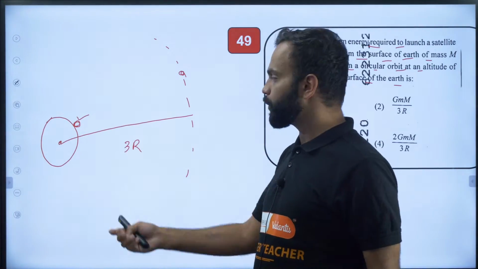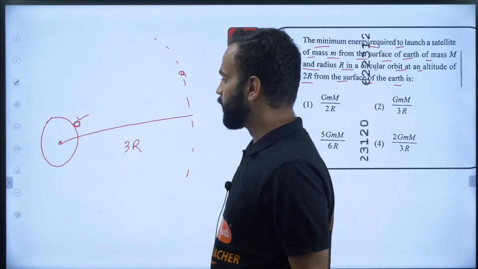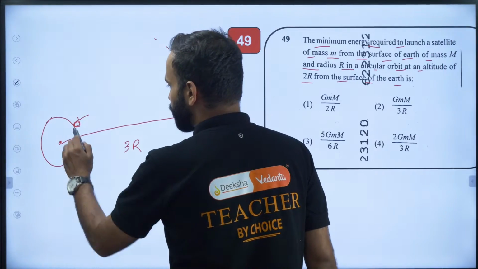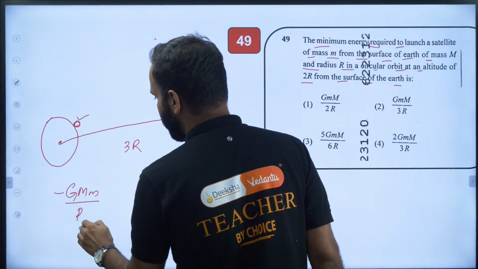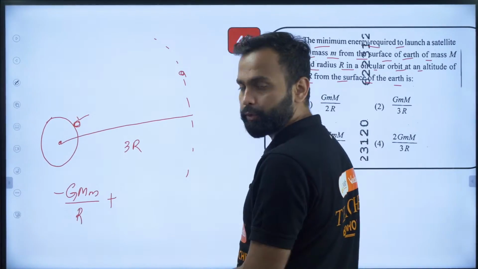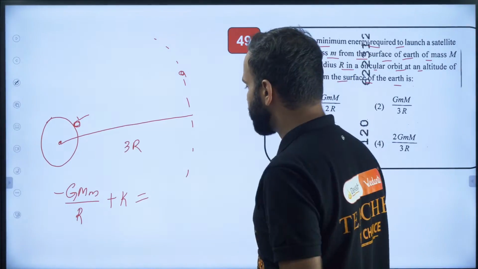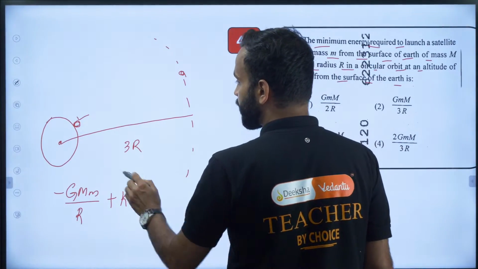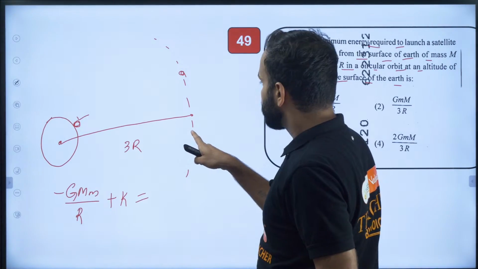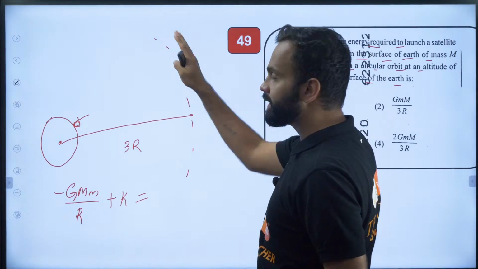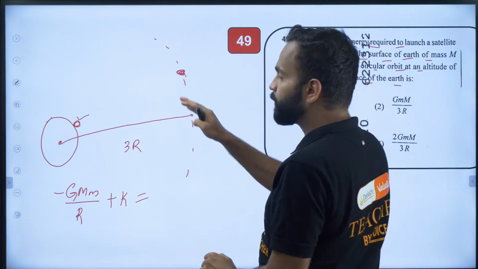So apply the conservation of energy theorem. So the energy of the satellite when it is on the surface of the Earth. So what is the energy? Energy is potential energy, right? The potential energy is minus GMm divided by r plus kinetic energy K given to the satellite, that is the minimum energy given to the satellite. We need to find the value of K, which is equal to then the potential energy of this orbit. Potential energy when the satellite comes in this orbit, right?